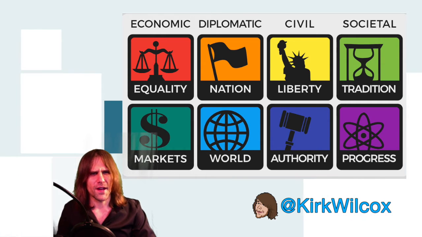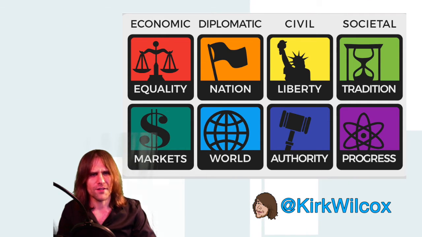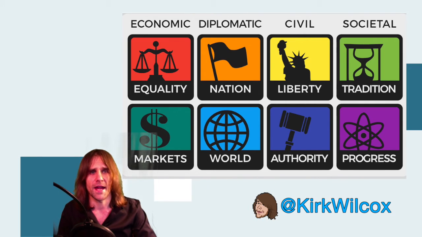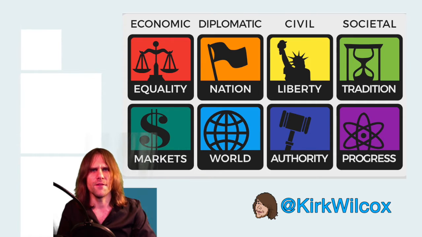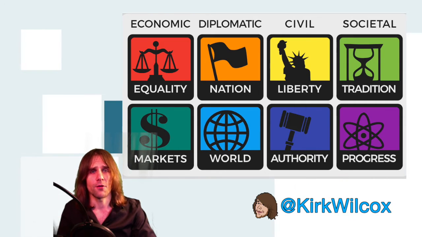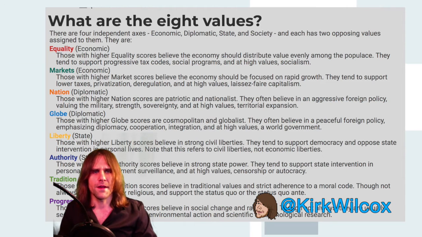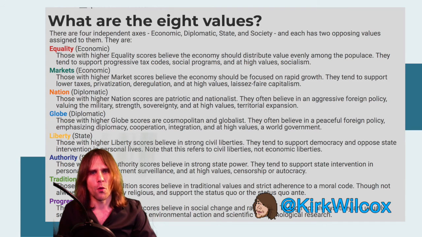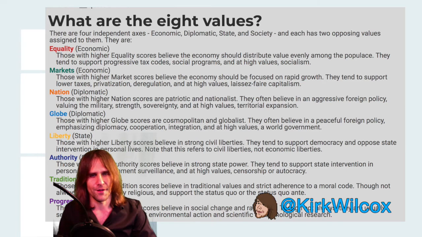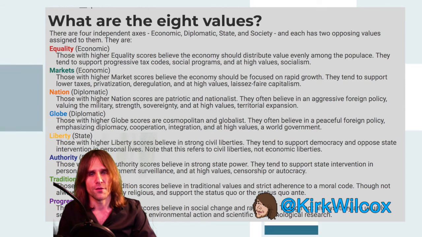And then you have societal: tradition versus progress. Like, what does that mean? Like, are tradition and progress at odds with each other? Why not individualism versus collectivism? How come that can't be a category? But it explains it down here. What are the 8 values? There are 4 independent axes: economic, diplomatic, state, and society, and each has 2 opposing values assigned to them.